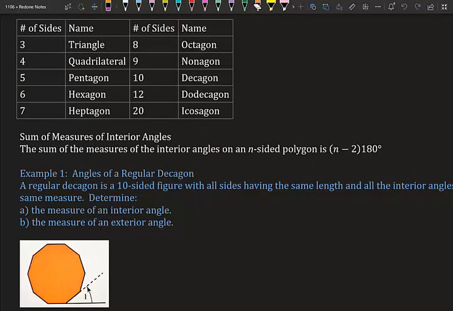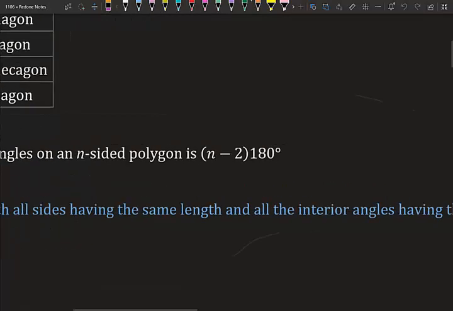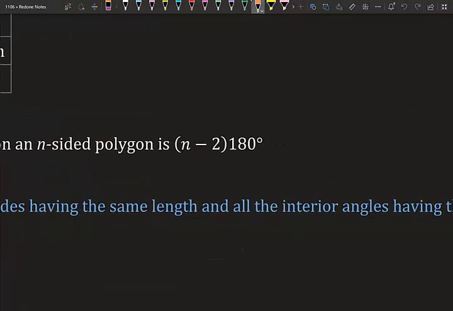Sum of measures of interior angles. The sum of the measures of the interior angles of an n-sided polygon is n minus 2 times 180. So say I had a quadrilateral and I want to figure out what all of the insides equal, like if I added it all up, what is it going to equal? This is the formula you would use. So n, that's the number of sides.